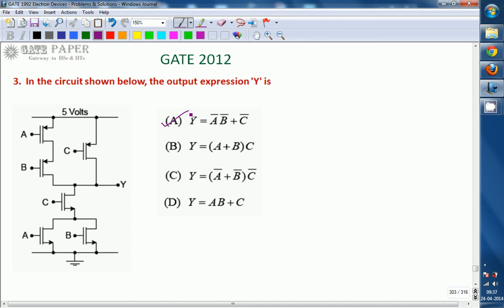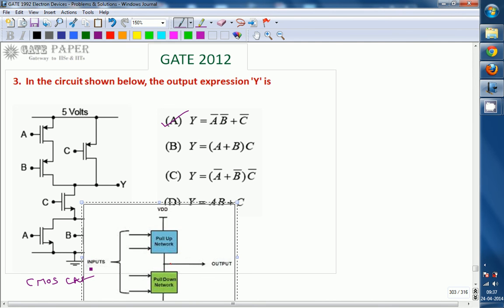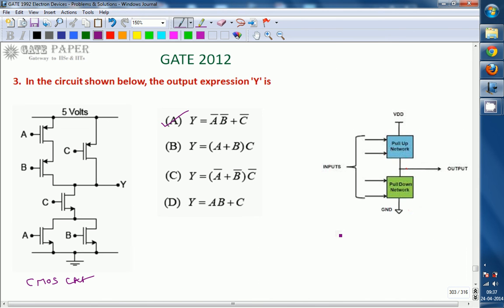We will see how. This circuit is called a CMOS circuit. Every CMOS circuit consists of two parts. One is the pull up network, the other is the pull down network. Every CMOS circuit consists of a pull up network and a pull down network. The pull up network consists of PMOS transistors, whereas the pull down network consists of NMOS transistors.